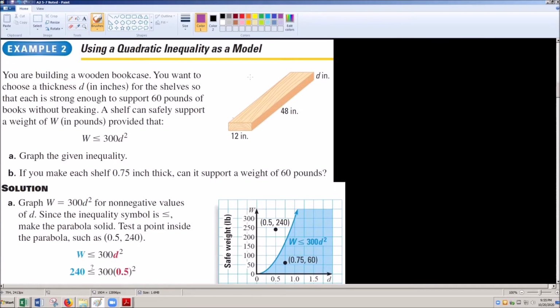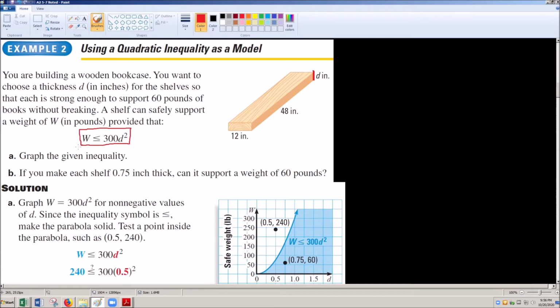Here we have an example. So I've got a board. The board has just some length and width, but the thing that I care about is the thickness, so this sort of height here. This height D is used in this formula where the weight that it's able to bear, W, is less than or equal to 300 D squared. I have no idea if this is an actual legitimate equation or if they just made it up, so keep that in mind next time you go try and put 300 pounds on a 1 inch thick board.